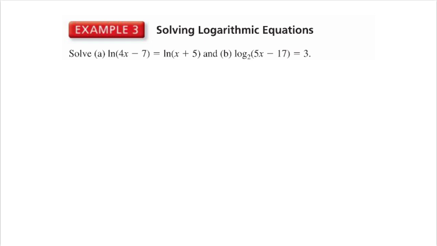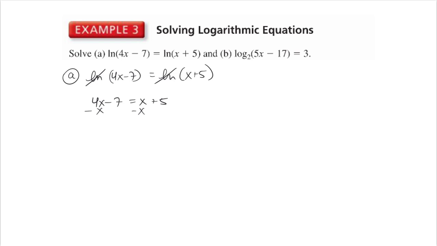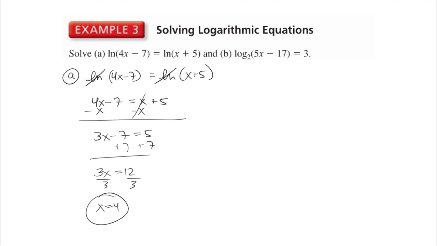So here, in example A, we don't have an example of that yet, right? In A, we have the natural log of 4x minus 7, and over here it equals the natural log of x plus 5. Again, since it's only one log on each side and they match, we can cancel them, and the of parts equal themselves. So here I'll have to subtract x from both sides, so 3x minus 7 equals 5. Add 7 to both sides. 3x equals 12, and divide by 3, and we get that x equals 4. So again, this is just like solving a linear equation, super easy.